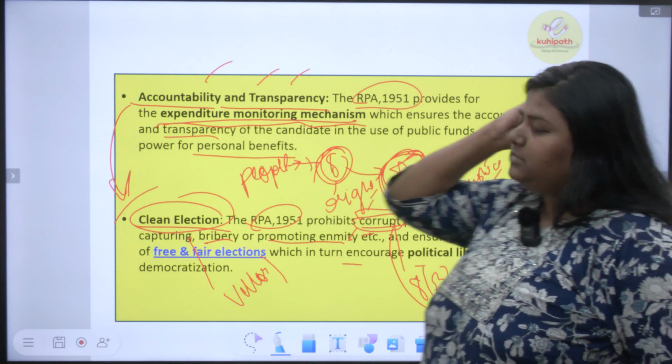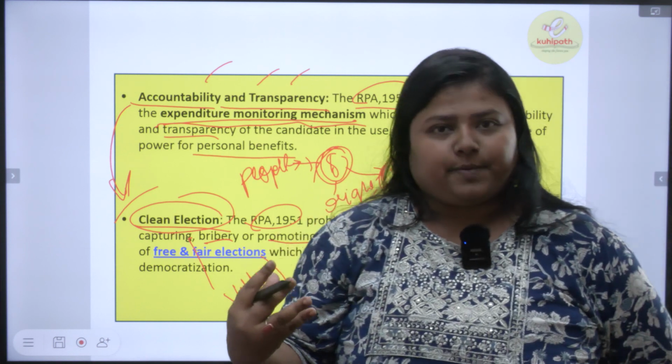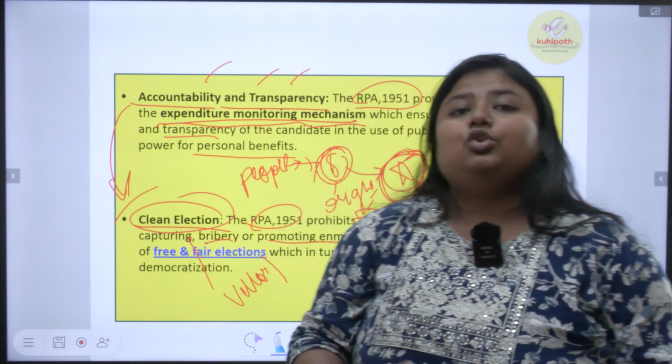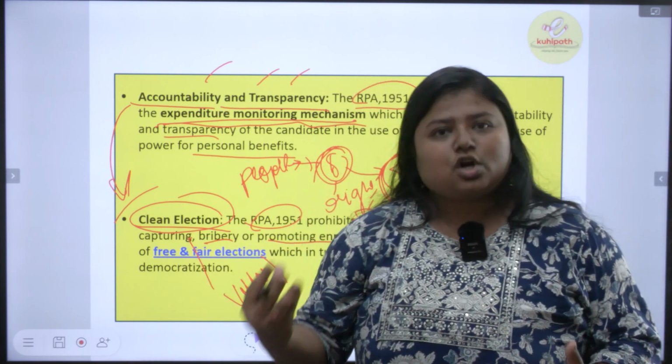Fine. So our election procedure becomes clean. Clean means that this is a methodology we use through which we can ensure free and fair elections.